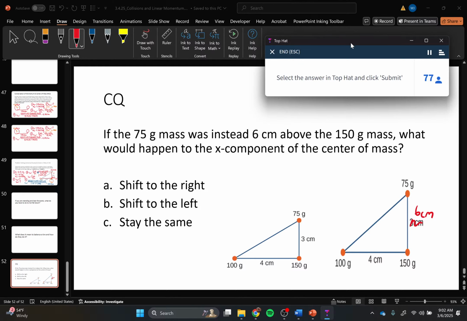All right, 10 more seconds. And 5, 4, 3, 2, 1. All right. Let's just look at all the answers and see how we did walking around.